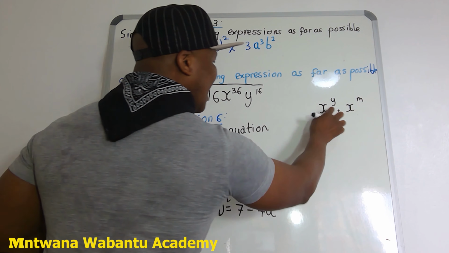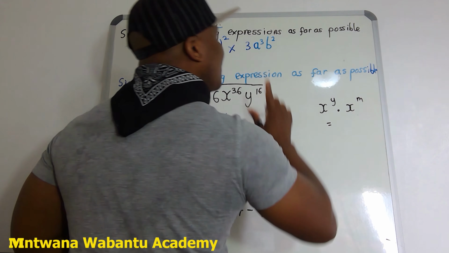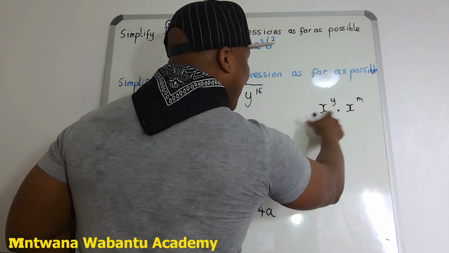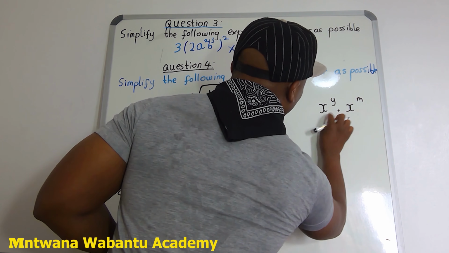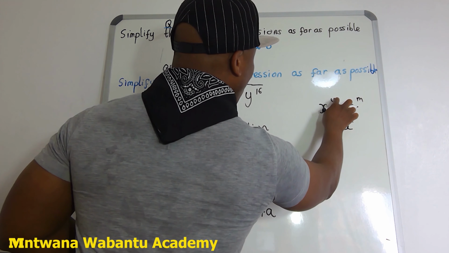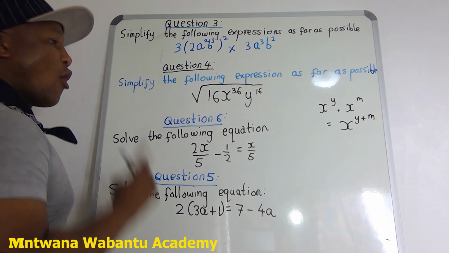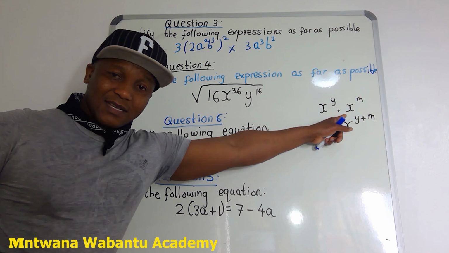Can you see the bases are the same? Yes, it's the same. If there is the same base and there's multiplication between them, you don't have to write two x's, write only a single x. And then you add the powers, y plus n. Only if there is the same base and there's multiplication.